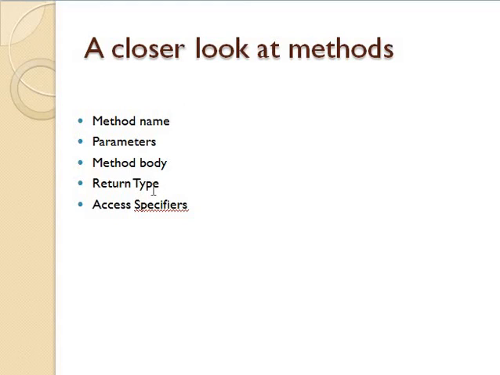If a particular method returns a value, then that method will have its return type. But if a method does not return any value, then that particular method will not have a return type. And lastly, a method may or may not have access specifiers.